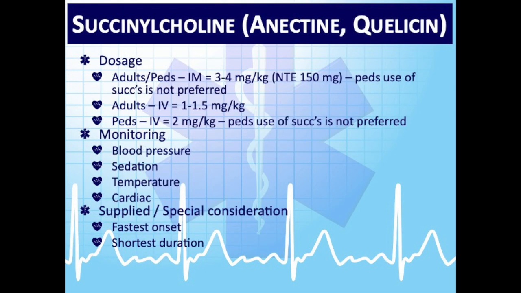Here's your dosing. See if this matches what you guys usually do. 1 to 1.5 mg per kg IV for adults. Now, peds I put in here, but it's not really the drug of choice for peds. Why isn't it the drug of choice for peds?